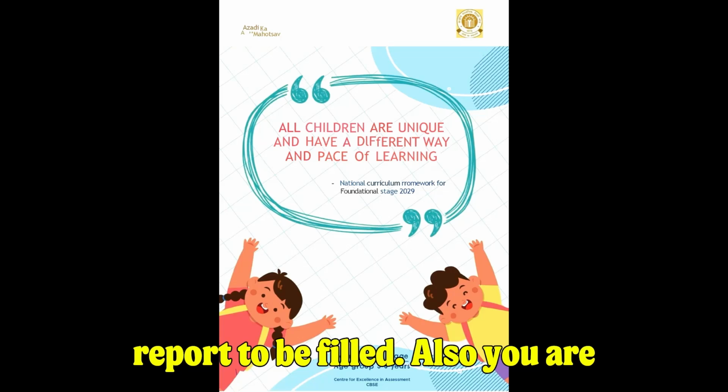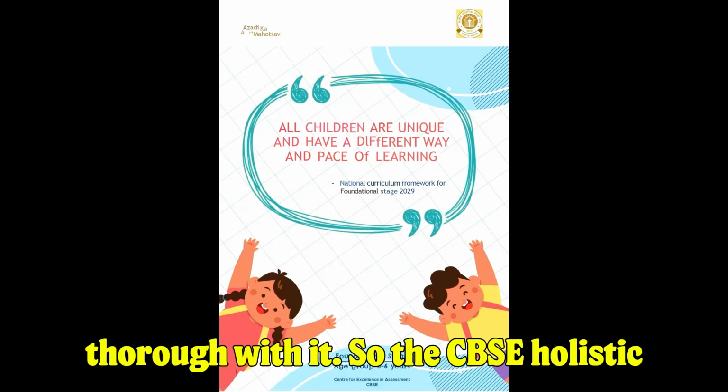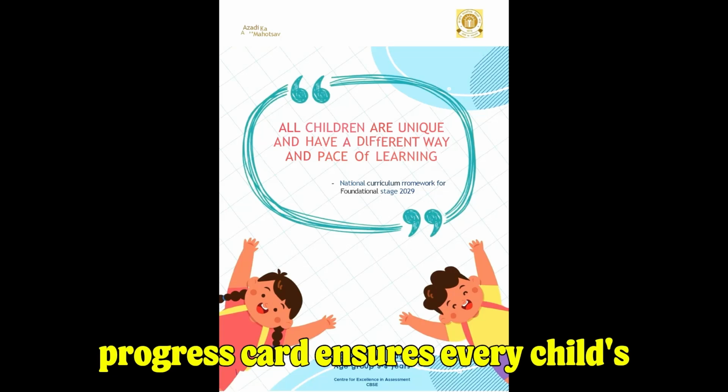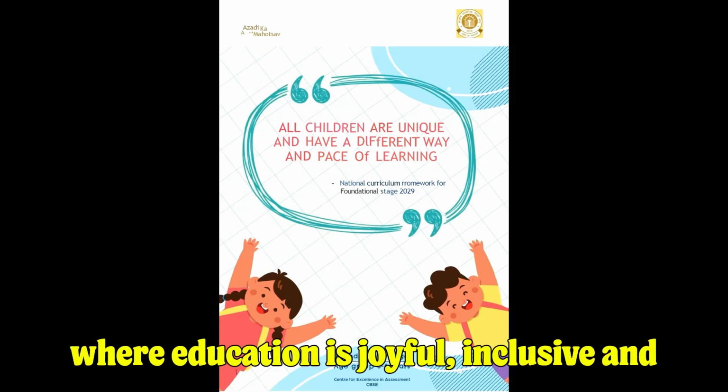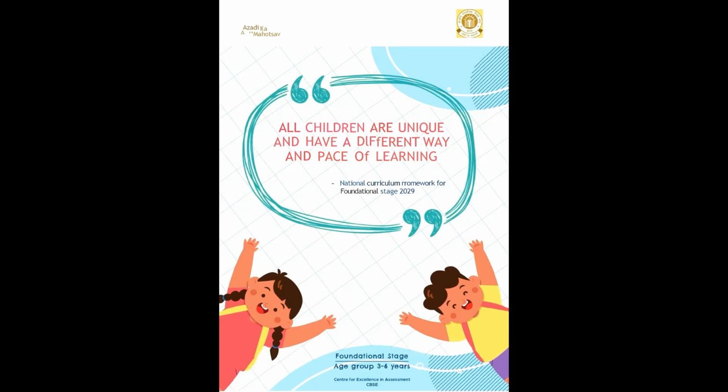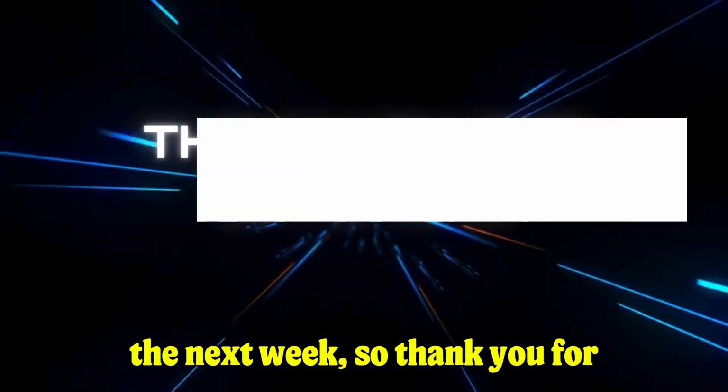Okay, so after hearing this, I think you are all ready to embrace holistic learning and the holistic progress card report to be filled. Also, you are thorough with it. So, the CBSE holistic progress card ensures every child's uniqueness shines. Let's build a future where education is joyful, inclusive, and meaningful. So, we will be covering the next part in the next week.